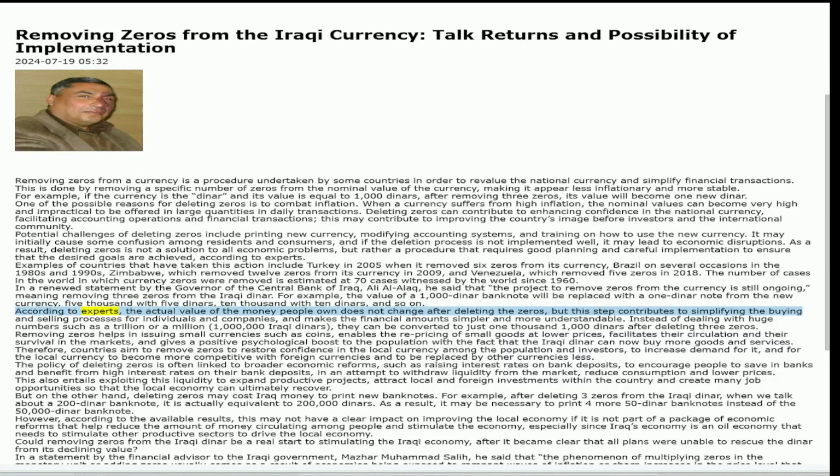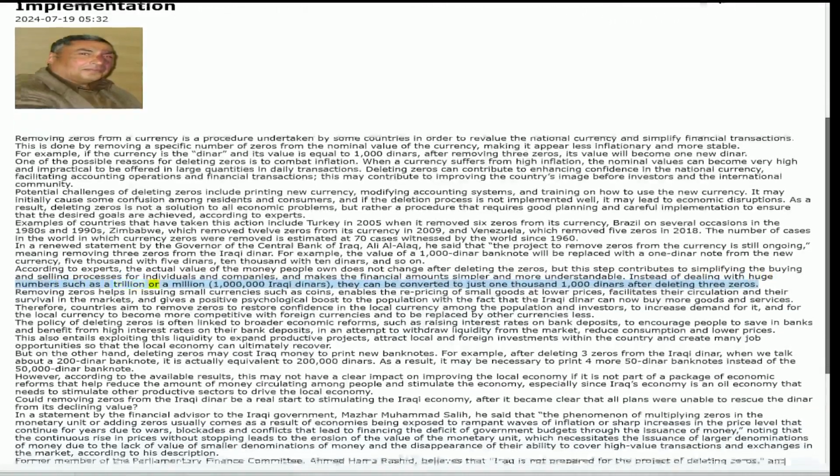According to experts, the actual value of the money people own does not change after deleting the zeros, but this step contributes to simplifying the buying and selling processes for individuals and companies and makes the financial amounts simpler and more understandable. Instead of dealing with huge numbers such as a million, 1 million Iraqi dinars can be converted to just 1,000 dinars after deleting 3 zeros.